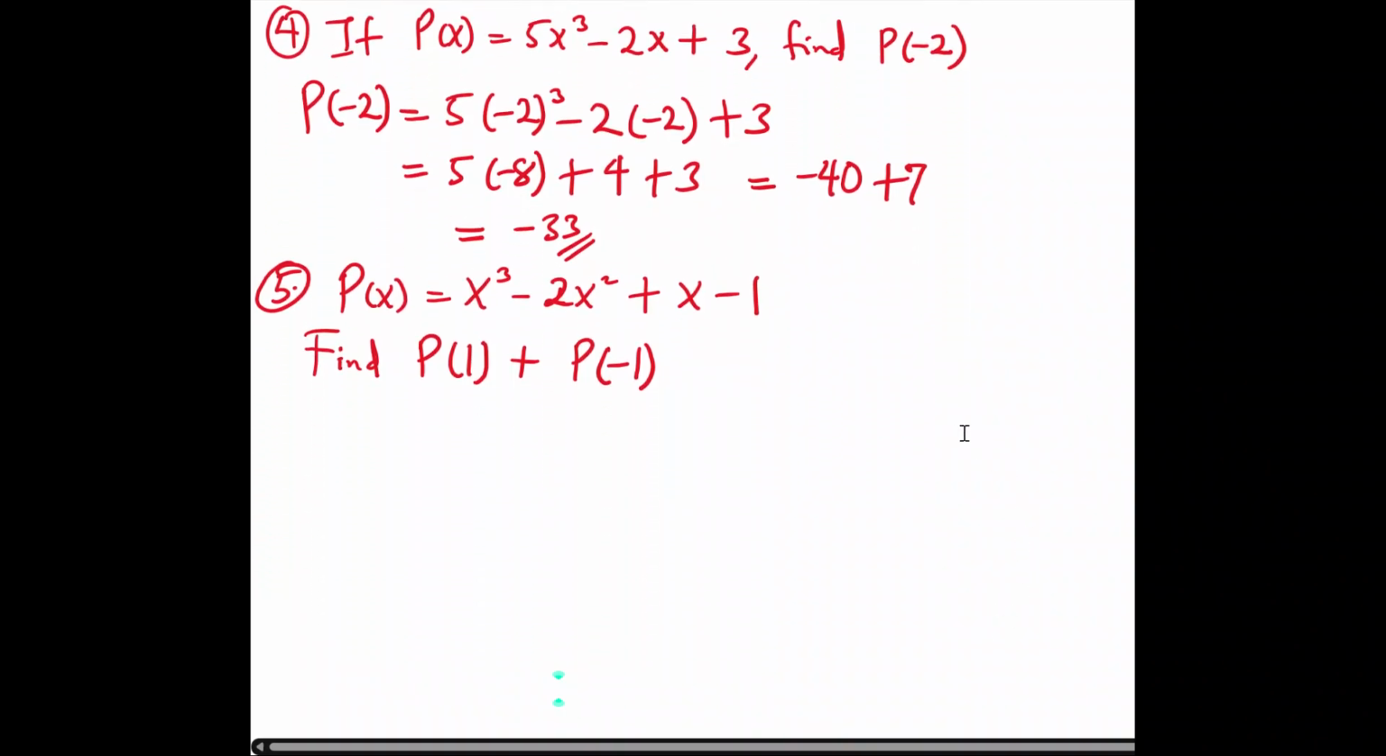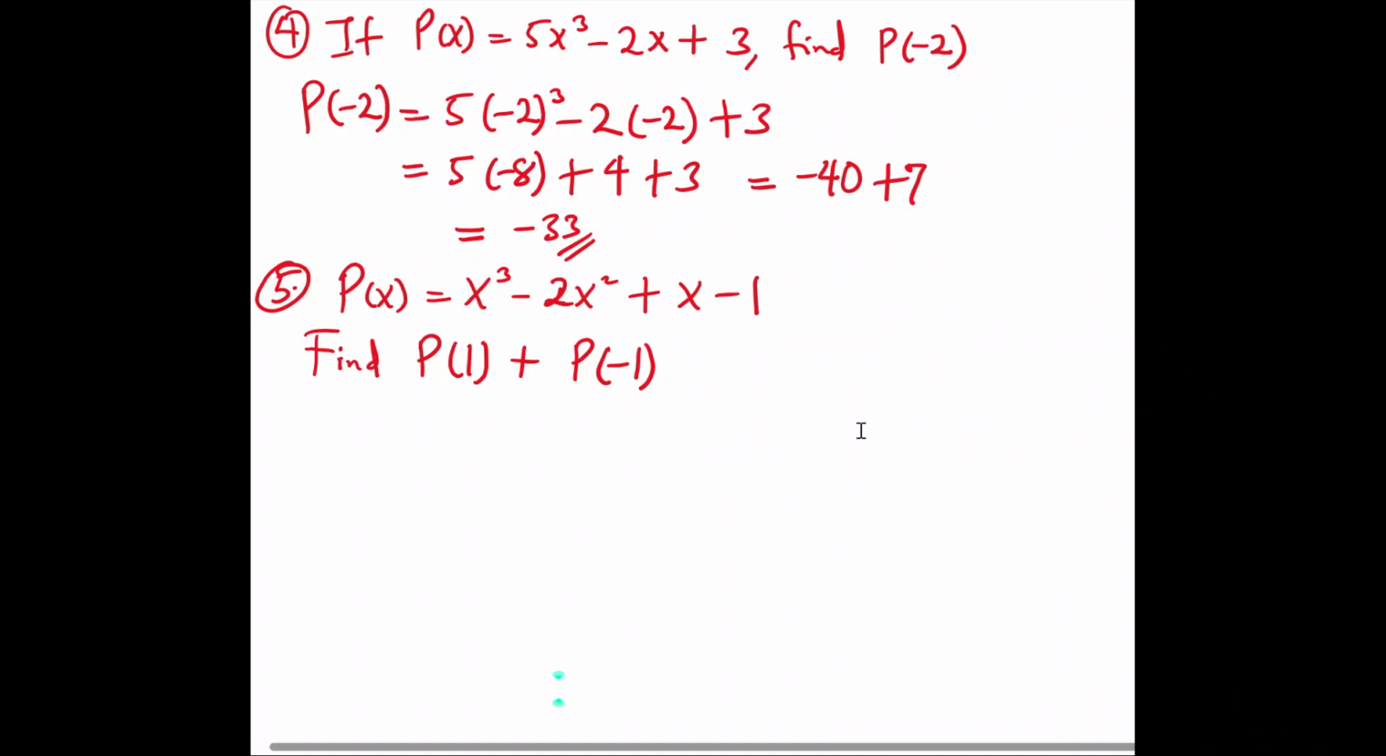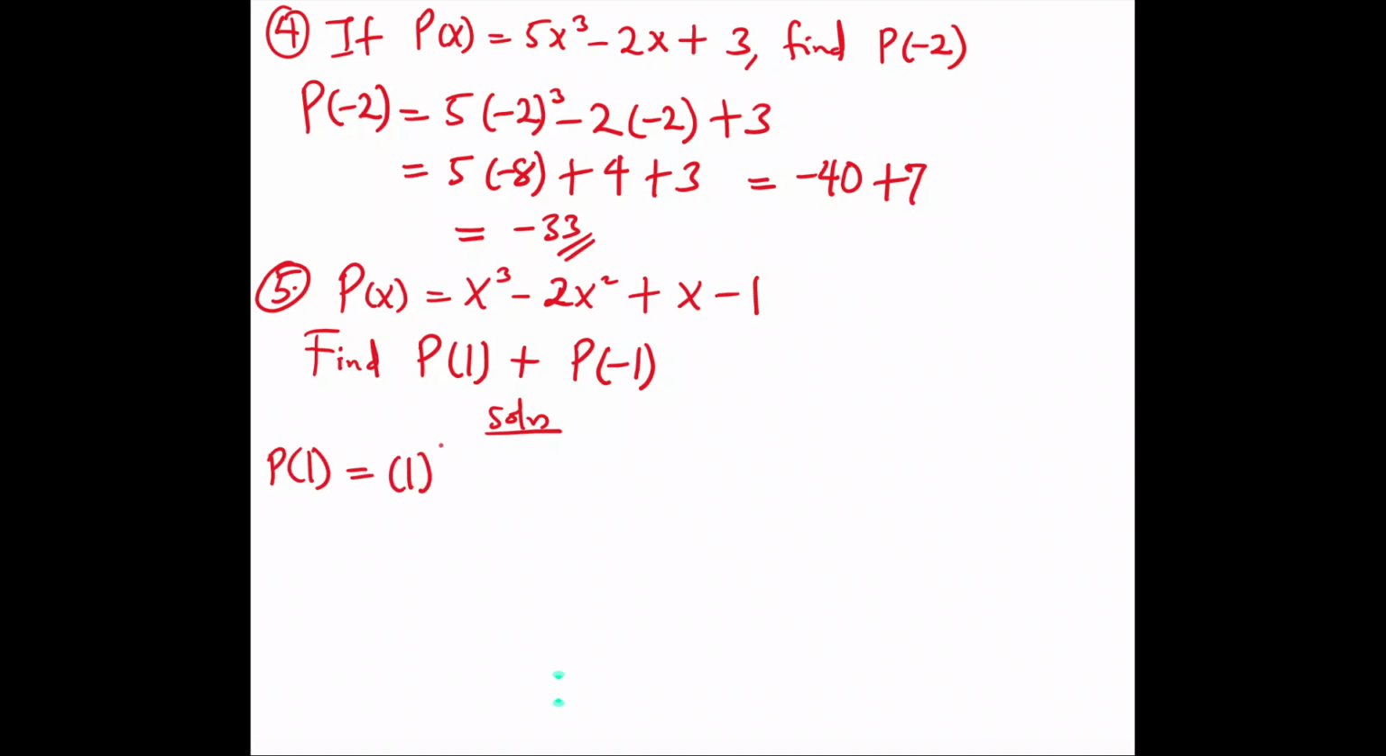So the next question is p of x is equal to x raised to power 3 minus 2x squared plus x minus 1. And we have to find p of 1 plus p of minus 1. So first of all, I would like to find p of 1. So for p of 1, we are going to be substituting 1 into x.